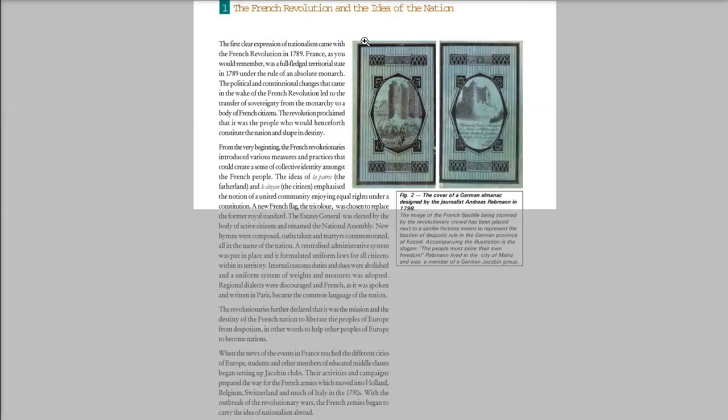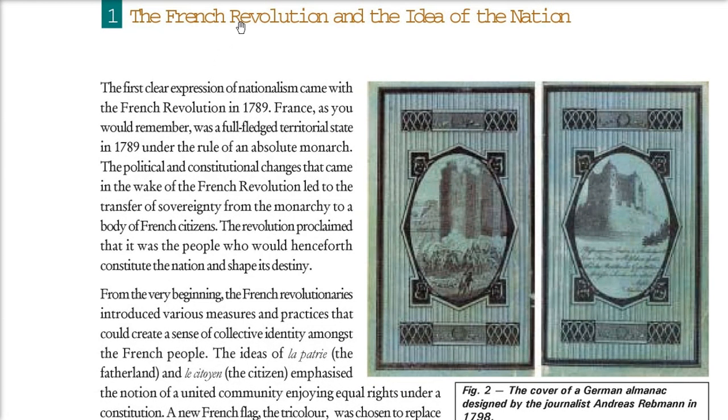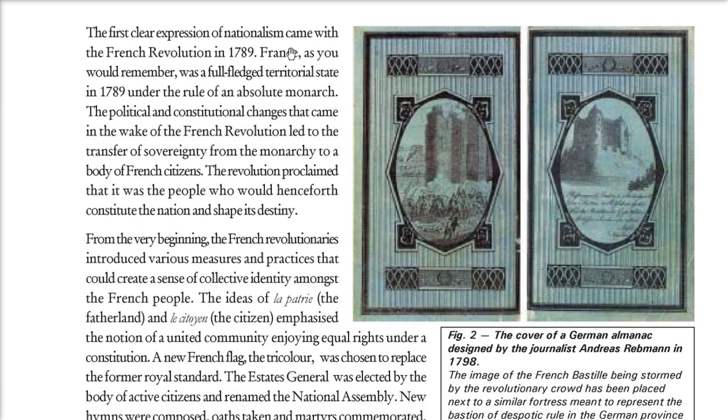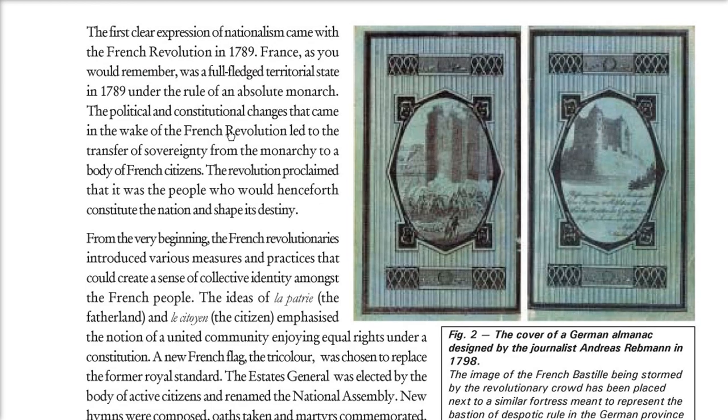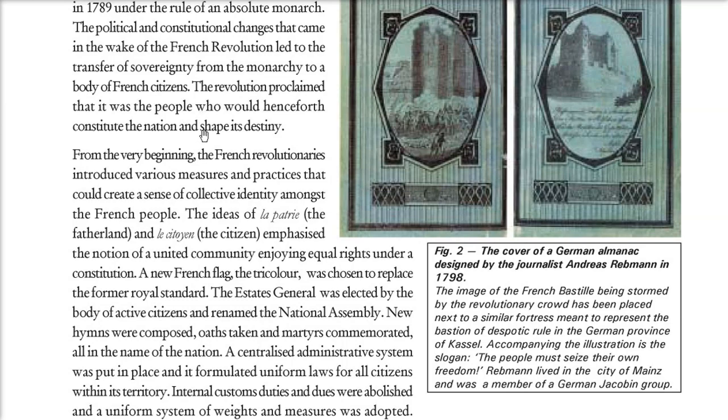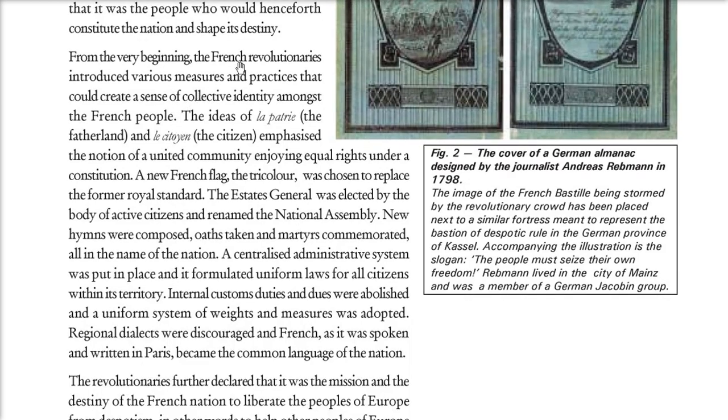For that, we have to go back to our French Revolution history. So the French Revolution and the idea of nation, as we saw, the first clear expression of nationalism came when? In the French Revolution in 1789. Because France in 1789 was under the rule of an absolute monarch. Then in the wake of the French Revolution, the transfer of sovereignty from monarchy to the citizens took place. And then it shaped the nation, or you can say the destiny of the nation. So from the very beginning, the French revolutionaries introduced certain measures and practices that could create a sense of collective identity among the French people.